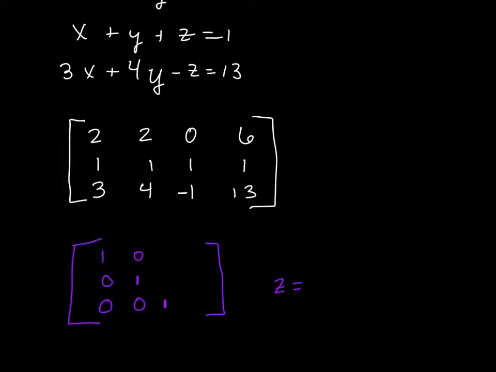So what we're going to go ahead and do here is move to the next page and turn this matrix into its reduced row echelon form.